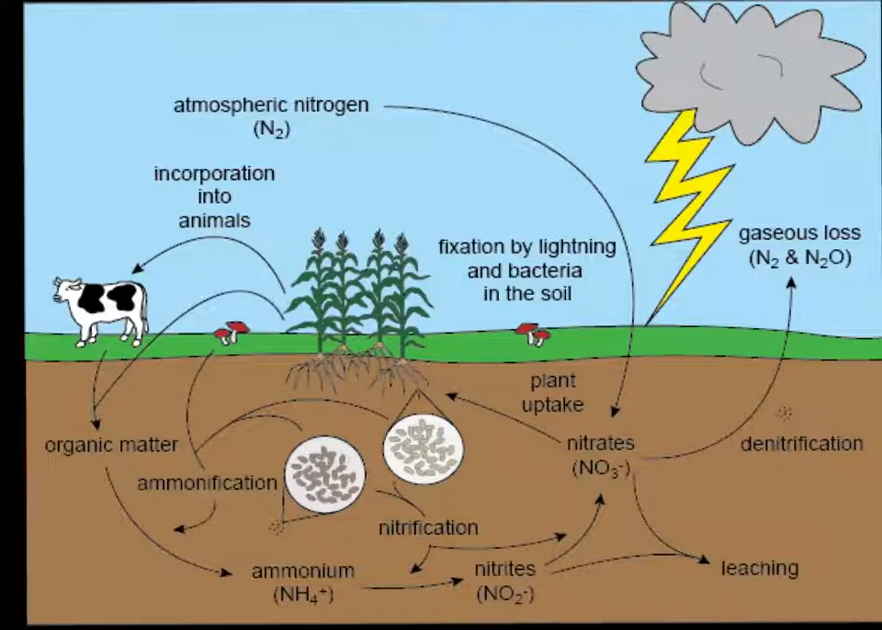A special type of bacteria called nitrogen-fixing bacteria take in that atmospheric nitrogen and produce ammonia. Another bacteria use ammonia to produce nitrates and nitrites, which are nitrogen and oxygen-containing compounds. The nitrates and nitrites are used by plants to make amino acids, which are used to make plant proteins.